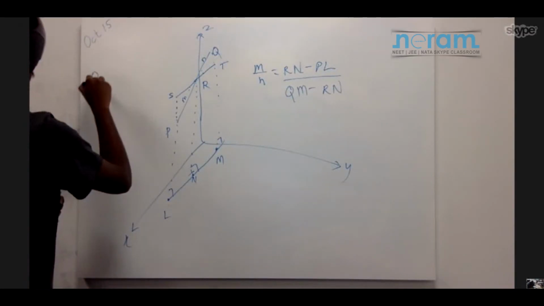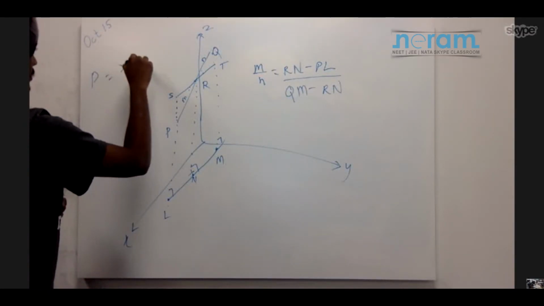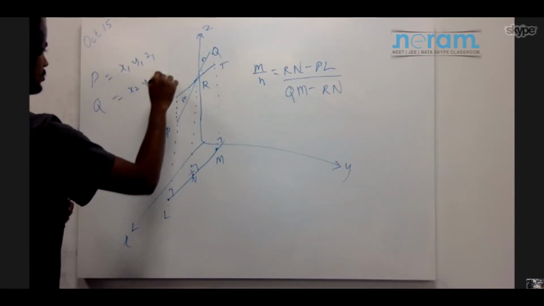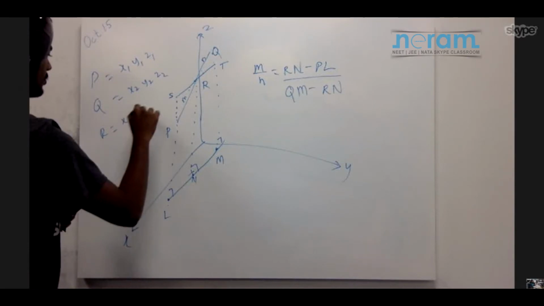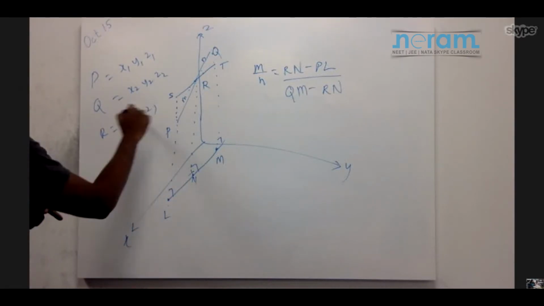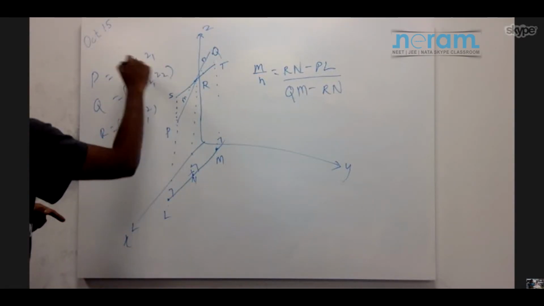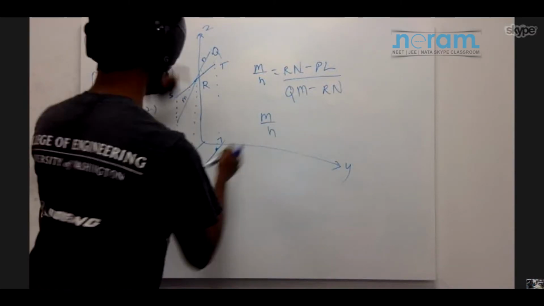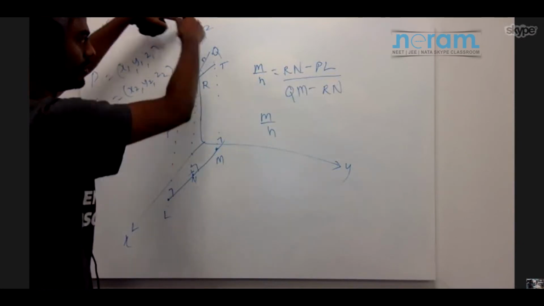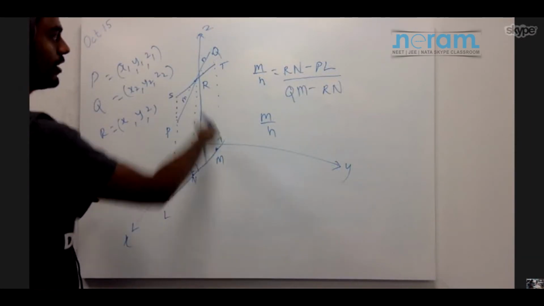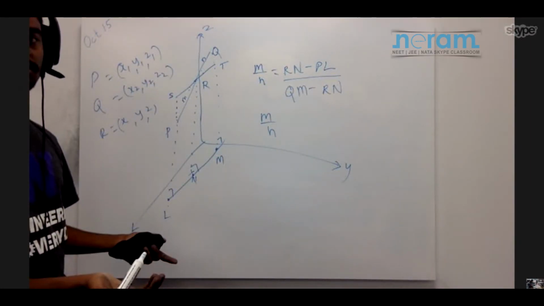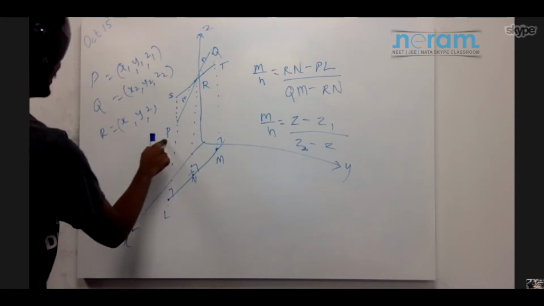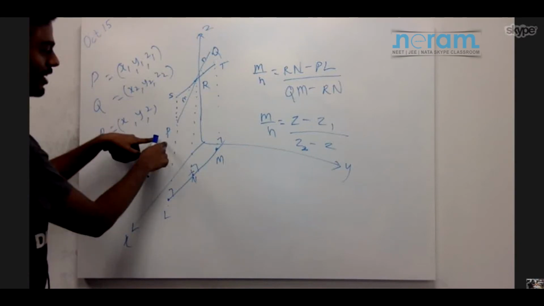Okay, another thing: P is given by x1 y1 z1, Q is given by x2 y2 z2, and R we don't know, let's assume it to be x y z. So if we substitute that here, m divided by this, everything, the change is only in the z direction, right? Here we are not considering x and y, we have considered only z in this diagram.